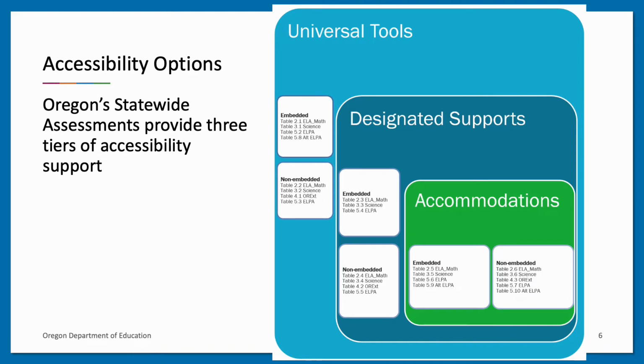IEP or 504 plan. Within each of these tiers, any specific support may be embedded or incorporated in the testing interface, such as text-to-speech, or they may be non-embedded or outside of the testing interface, such as the use of scratch paper. For more details of each tier of support, consult Table 1.1 in the OAM.